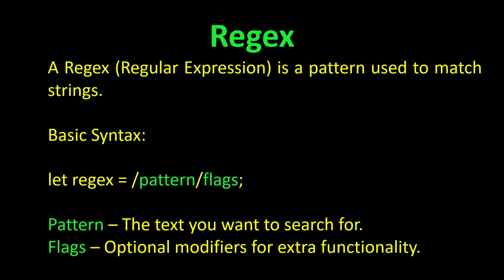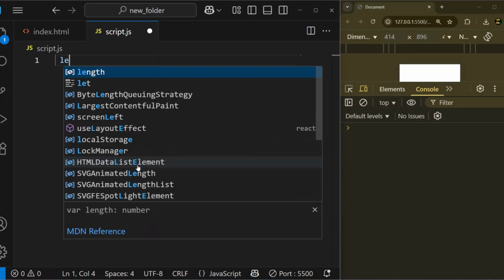What exactly is a regex? A regular expression is a pattern used to match strings. Below is the syntax for a regular expression. It mainly has a pattern for which searching operations are done and a flag, which is generally optional, and it adds some extra functionalities to the regular expression.